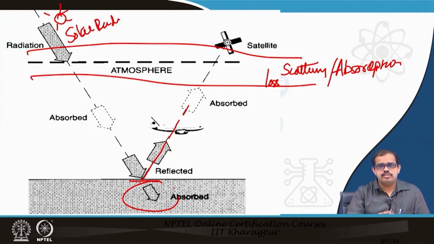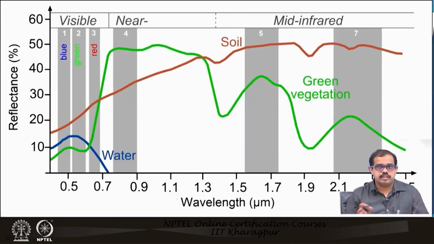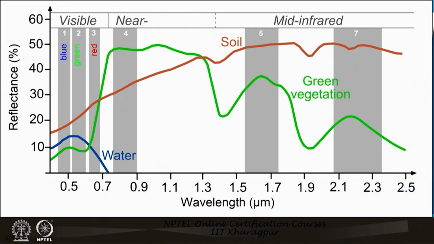So this is just to give you a flavor. There are more things that you have to understand if you want to understand this specific aspect in a much better way. So this is just an overview of how it actually works. The other thing that we look at when we are understanding remote sensing is a spectral reflectance curve.